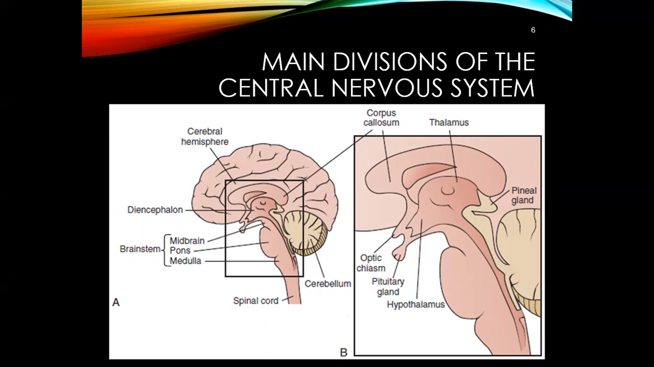The corpus callosum is the connection between the left and right hemispheres of the brain. And then the close-up there, you're able to see more clearly the hypothalamus and thalamus, and also the pineal gland, the optic chiasm, and the pituitary gland.